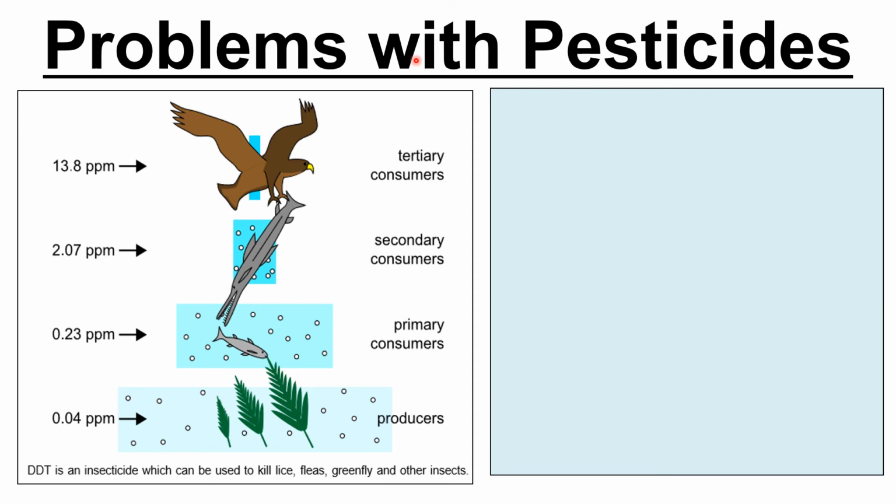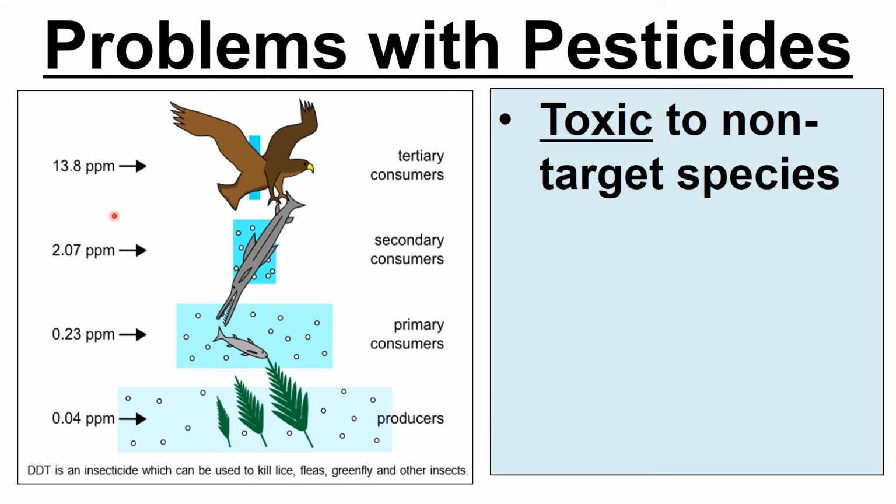So, problems with pesticides. What we've got here on the left-hand side demonstrates it. DDT is an insecticide which can be used to kill lice, fleas, greenfly and other insects. This number here, ppm, means parts per million. This is a lower concentration, and you can see this is a food chain. As you go up the food chain, the concentration of the insecticide DDT gets higher and higher.